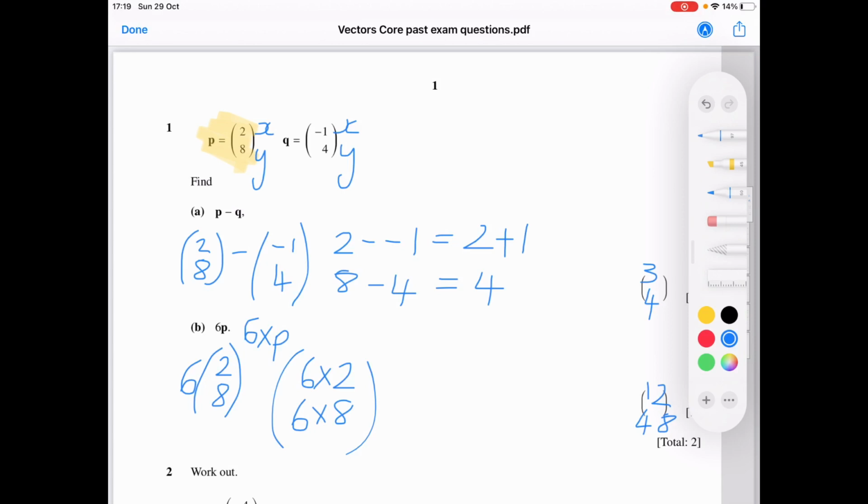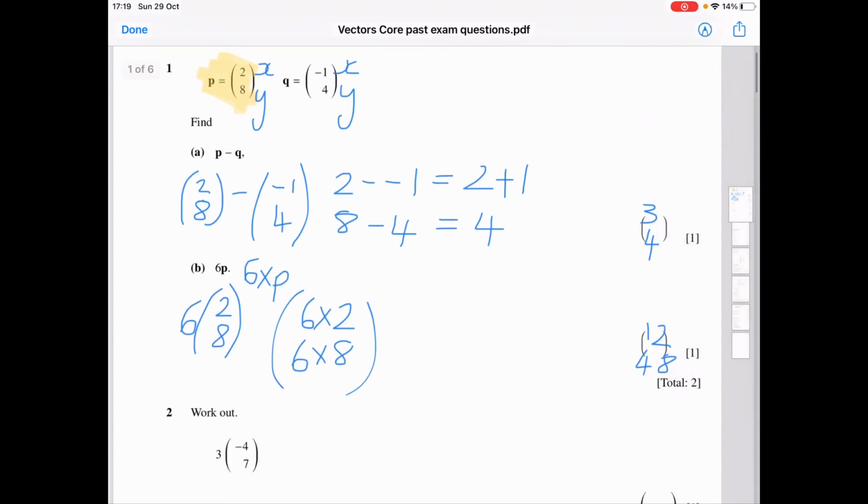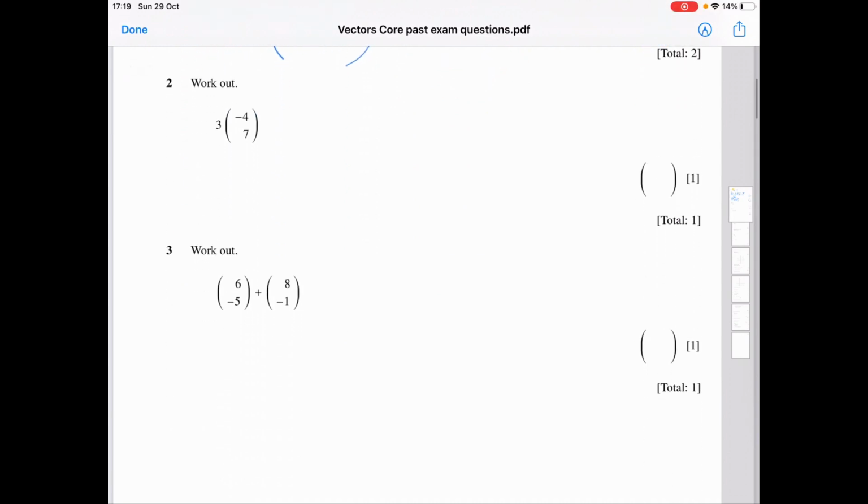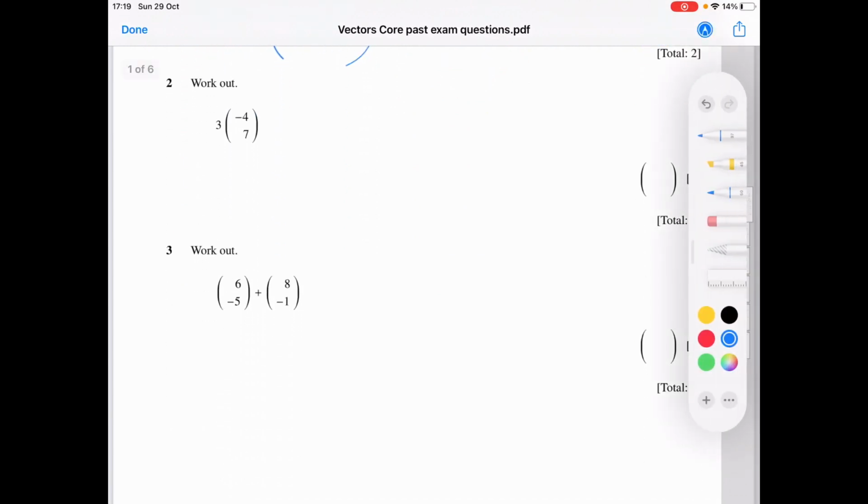Okay, so the next part is question 2. So this is asking us again to work out 3 and then our column vector of -4 and 7. So again, this is us multiplying out. So we're doing our 3 times our -4, which should give us -12. And our 3 times 7, which gives us 21.